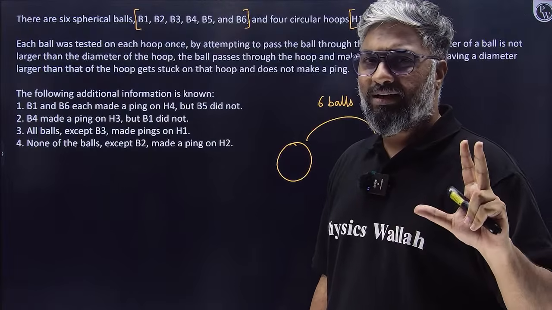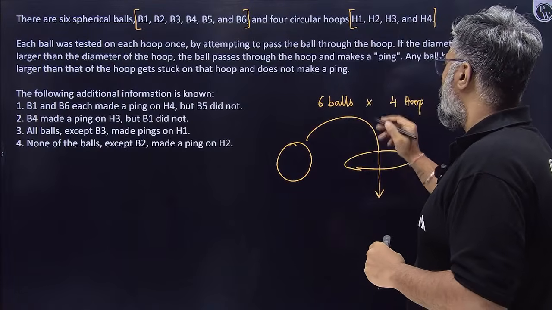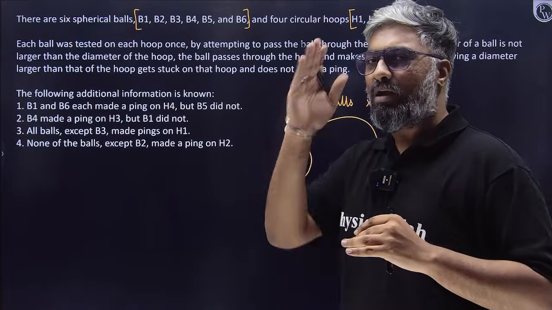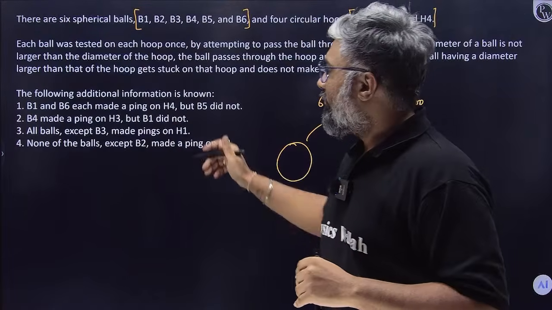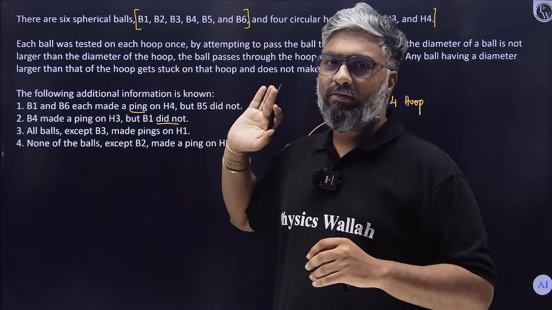Classic cross hatching question, tick and cross question. Simple. We have 6 balls, 4 hoops. We're going to get a table with 6 balls and 1, 2, 3, 4 hoops. Where is it making a ping? Where is it not making a ping? All of it is given to us, right?